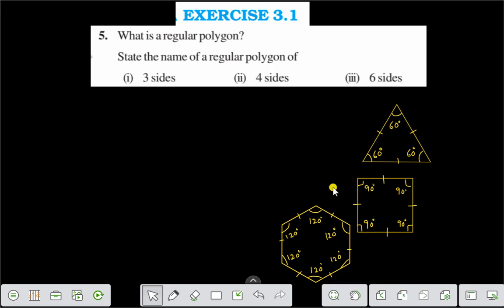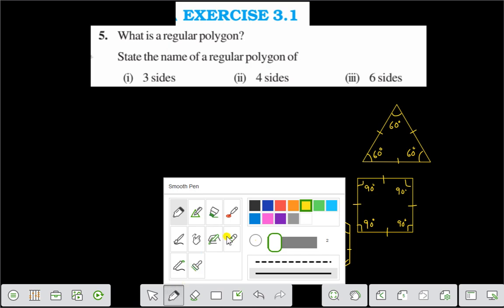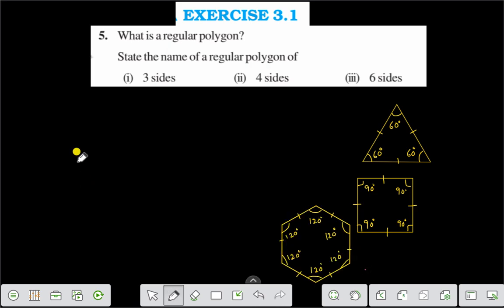Hello everyone. Today we shall discuss exercise 3.1 question number 5. What is a regular polygon? State the name of a regular polygon of 3 sides, 4 sides and 6 sides. Let us find. First one we will discuss what is a regular polygon.